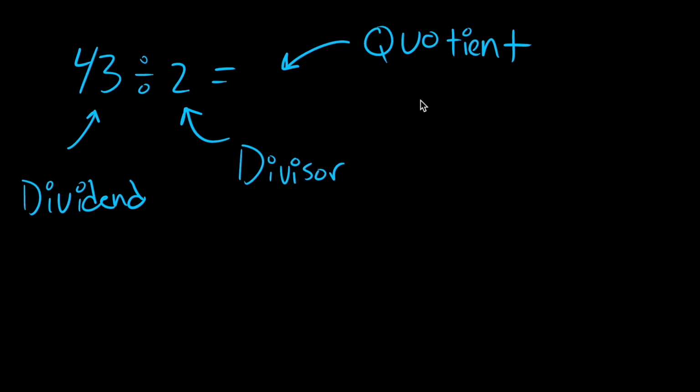And we want to write this as a long division. So let's go ahead and write this problem. 43 divided by 2 equals as a long division.